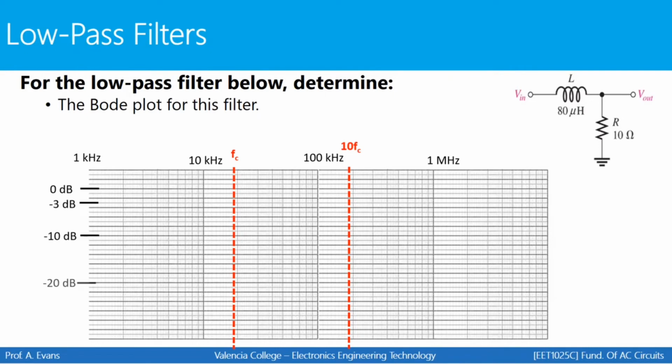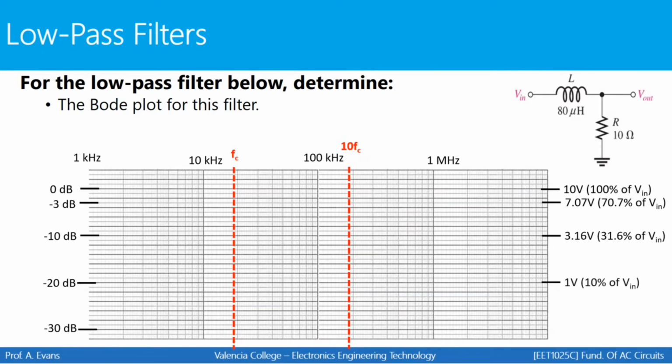I'm going to label my decibel values on the left. These values will always be the same. We're going to use these same points for each Bode plot. On the right, I'm going to write the real-world correlation for the output voltage at each one of those decibel values. So again, at 0 decibels, 100% of your input will pass. At negative 3 decibels, 70.7% of your input will pass. At negative 10 decibels, 31.6% of your input will pass. At negative 20 dB, you have 10%. And at negative 30, you have 3.16%.